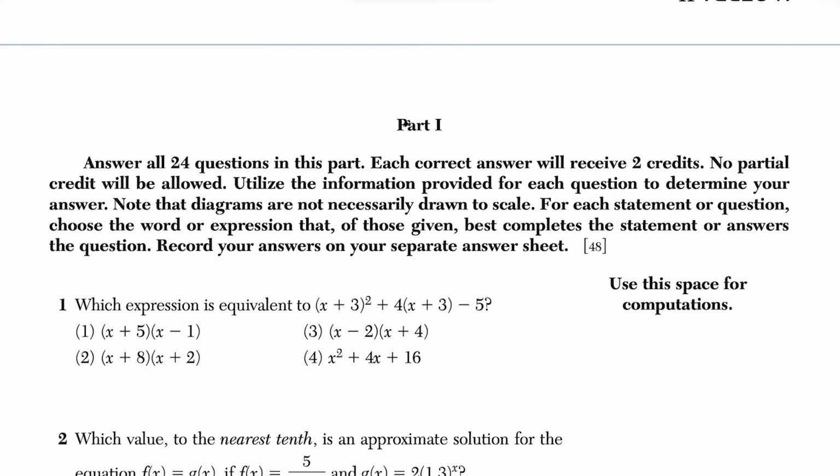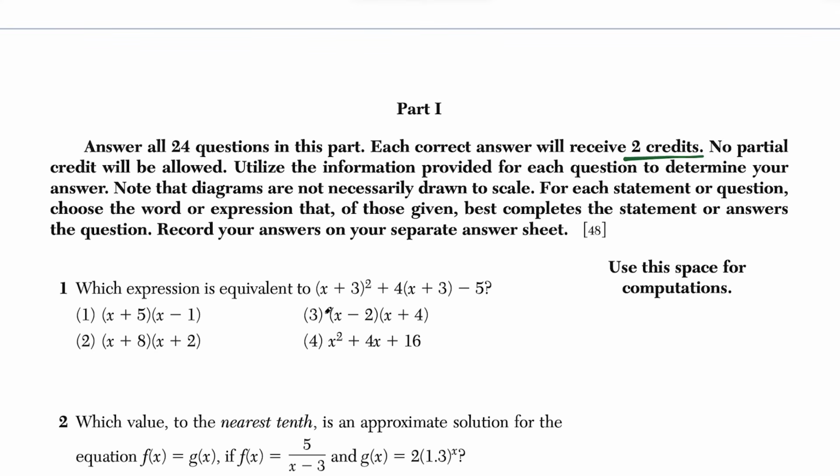Now let's get started. So first, I'm going through the part 1 questions, the multiple choice. There's 24 questions here, and each one is worth 2 credits. Question 1, which expression is equivalent to, and we have this quadratic expression here.